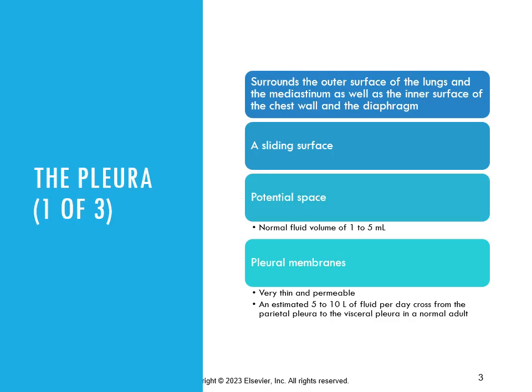The pleural membranes are super thin and permeable. The adult makes an estimated 5 to 10 liters of fluid per day that cross from the parietal pleura to the visceral pleura. Fluid production capacity is generally about 100 mils per hour. However, in the adult, we can absorb 3 times that, about 300 mils per hour. And this is how we keep just about 1 mil to 5 mils of normal fluid in the pleura at any given time. But what happens when things don't go right?